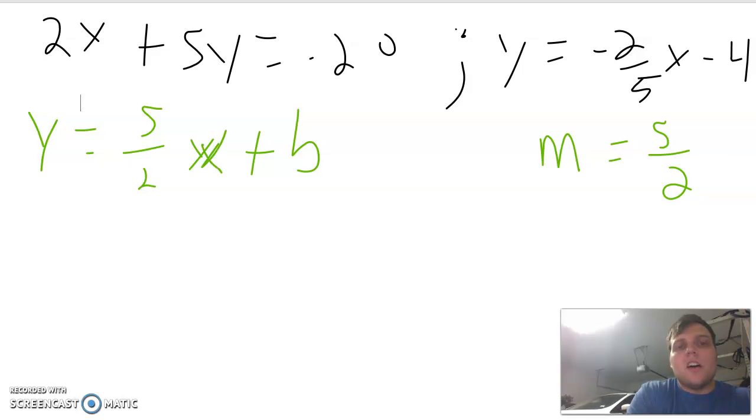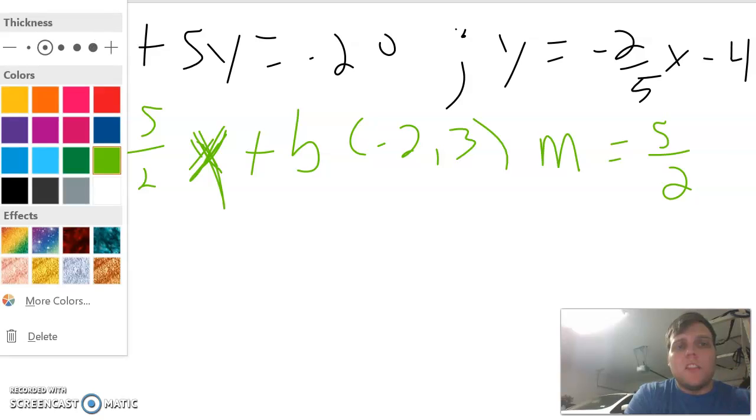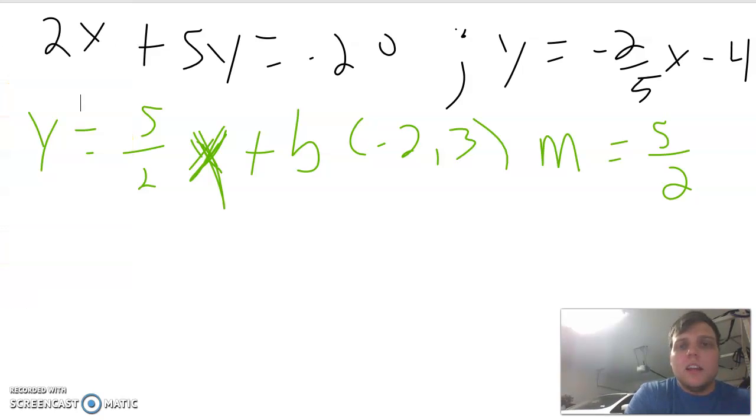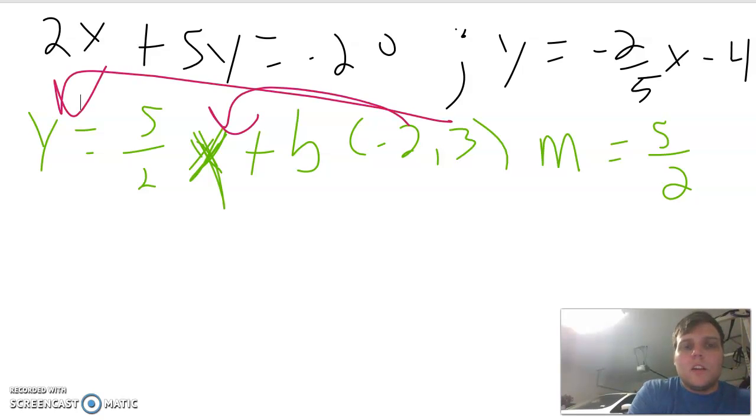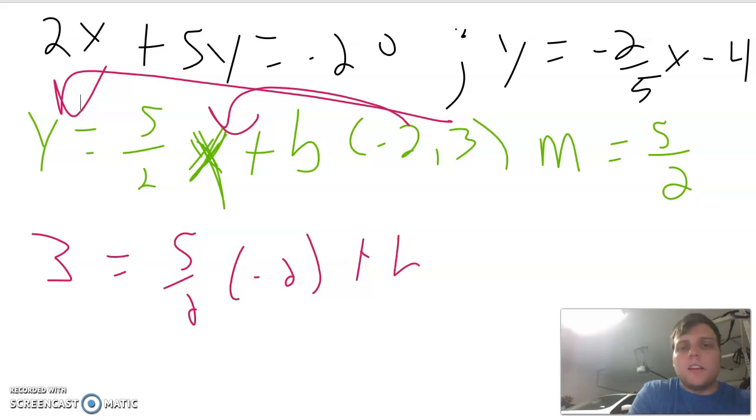That's an x, and I'm just making it worse like I do every time, okay? And I want to solve for b, okay? And they give me the point negative 2, 3. So I'm going to plug those in just like we've been doing. Hopefully you're catching on, okay? That this will go in for x, and this will go in for y. So I'm going to get 3 is equal to 5/2 times negative 2 plus b.